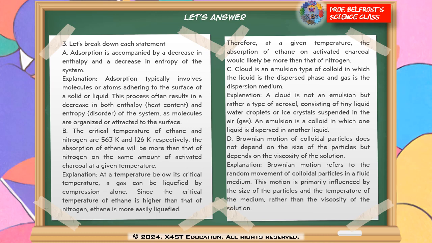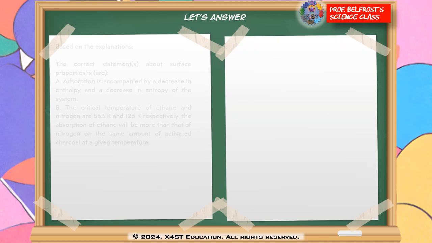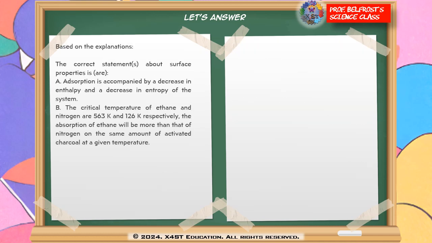How about D? The Brownian motion of colloidal particles does not depend on the size of the particles but depends on the viscosity of the solution. This is not correct too. Let's see why. Brownian motion refers to the random movement of colloidal particles in a fluid medium, and this motion is primarily influenced by the size of the particles and the temperature of the medium rather than the viscosity of the solution. So this is not considered correct. So the correct options are only A and B.